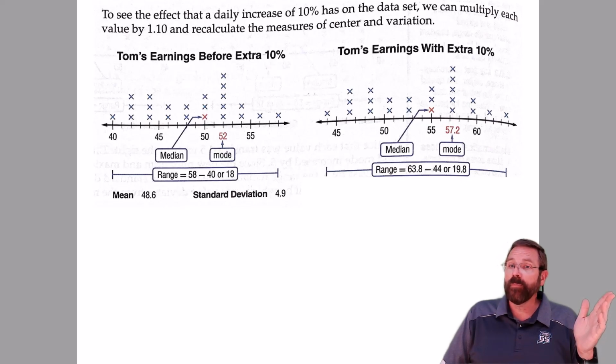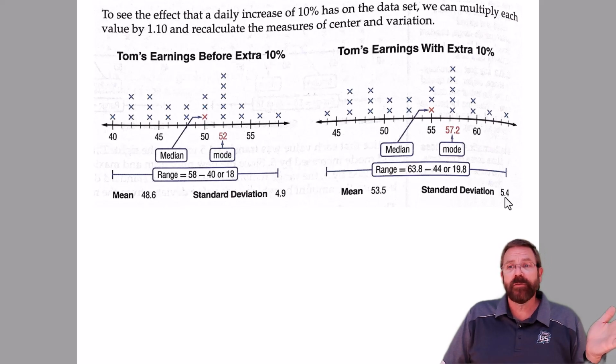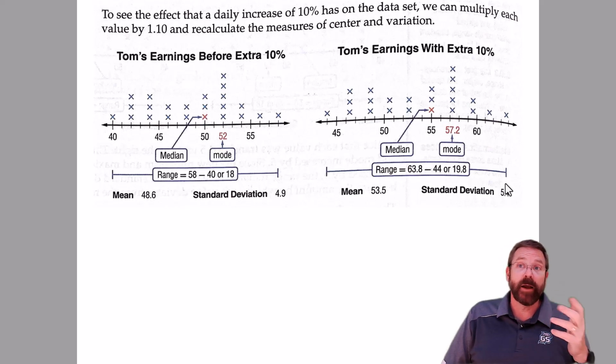How about the mean and the standard deviation? Well, the mean is different. It's 53.5, but we expected that. But how about that standard deviation? It has actually increased. There's more variance between how much he's going to earn every day with an increase of 10% than there was when he increased by $5.